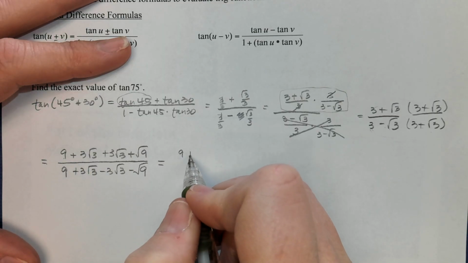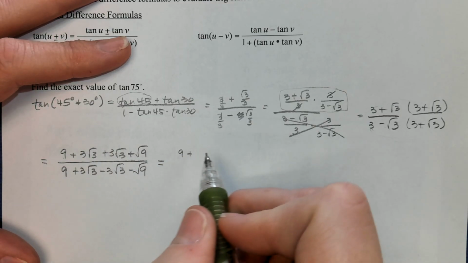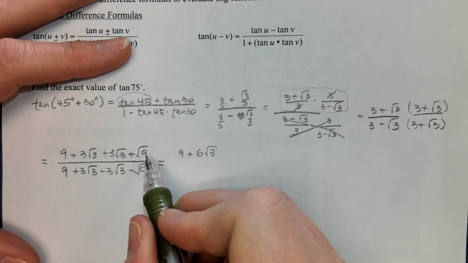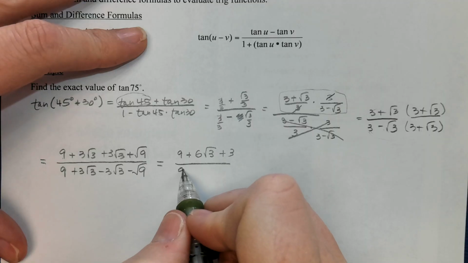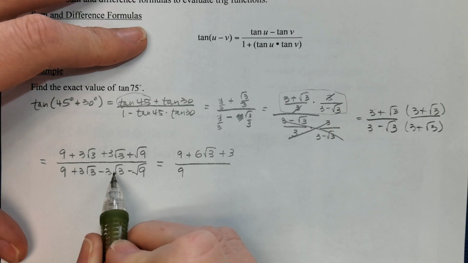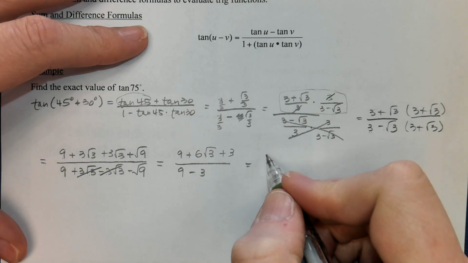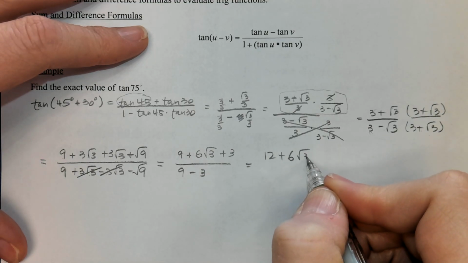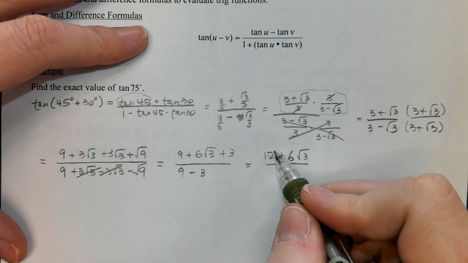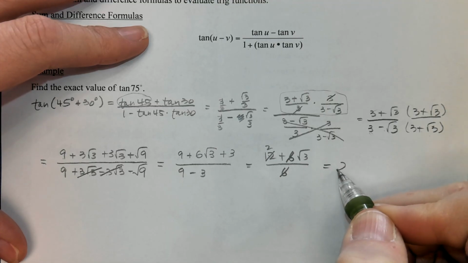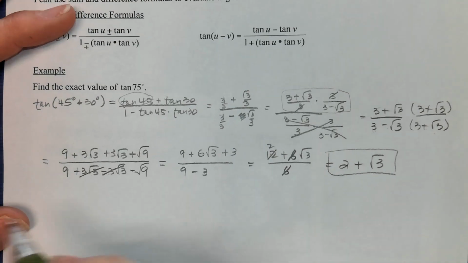So I've got 9 plus, and I've got 2 of these, so I've got 3 of them and then 3 more of them, so that gives me 6 root 3. And then root 9 is a 3. On the bottom, I've got a 9. I've got a 3 root 3 minus a 3 root 3, so those cancel, and then I've got minus 3. So I've got 12 plus 6 root 3 on top, and I've got 6 on the bottom. Everything is divisible by 6. So I'm going to reduce, and then this is the exact value of the tangent of 75.